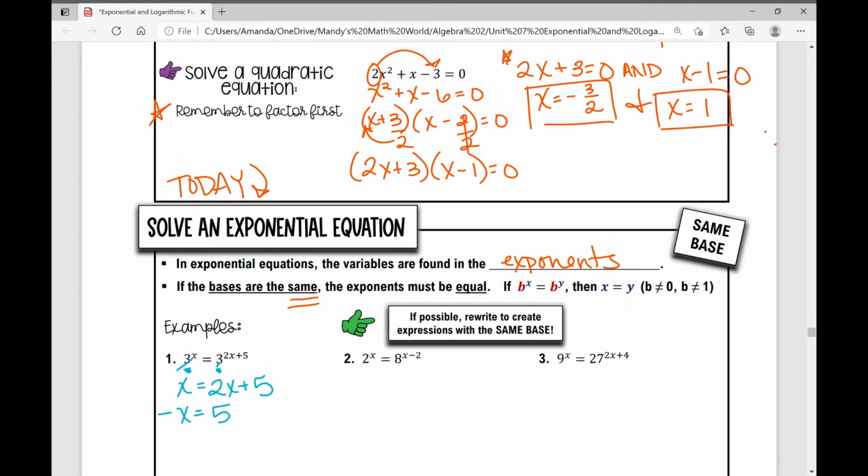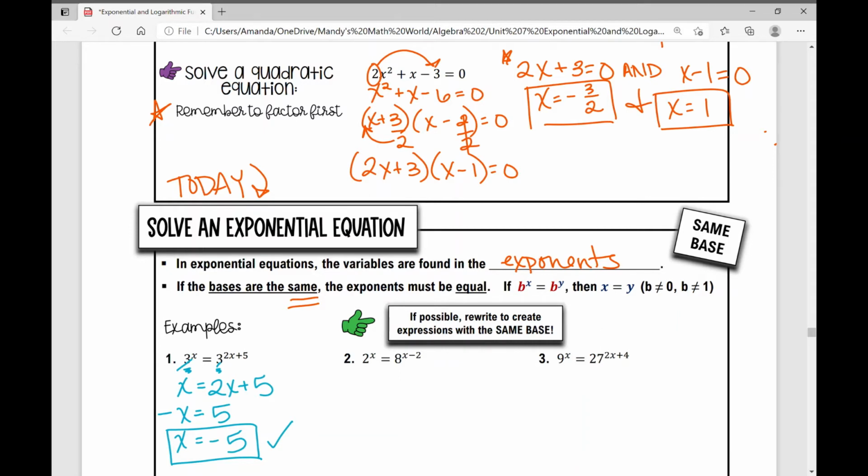I don't want what negative x equals, so I'm going to divide by negative 1, and I get x equals negative 5. And you can always go back and check your work, right? 3 to the power of negative 5 equals 3 to the power of, well, 2 times negative 5 is negative 10. Negative 10 plus 5 is negative 5. So that works, right? 3 to the power of negative 5 equals 3 to the power of negative 5. Let's move on to number 2.